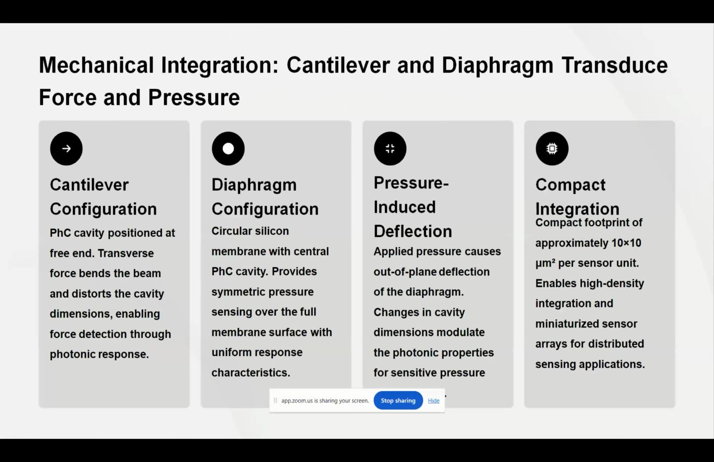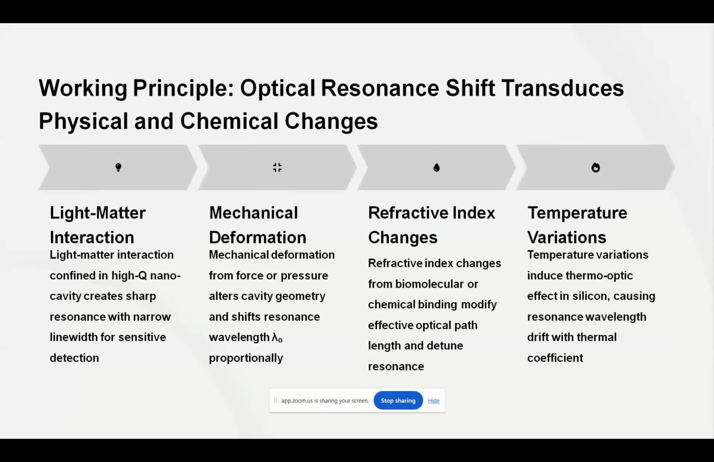In the next slide, mechanical integration: cantilever and diaphragm transducers for force and pressure. The cantilever is used for force sensing and the diaphragm for pressure sensing, both integrated with the photonic structures. In the working principle, any physical or chemical changes shift the resonance wavelength, which is measured for refractive index changes and temperature variations.